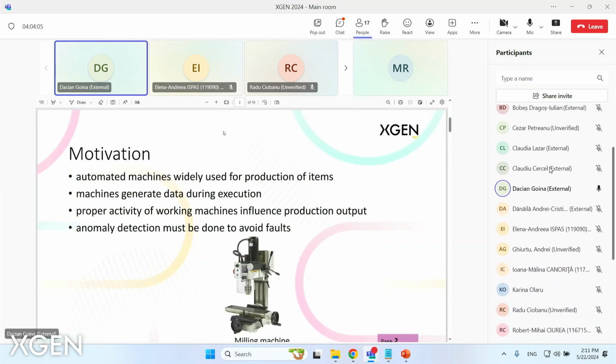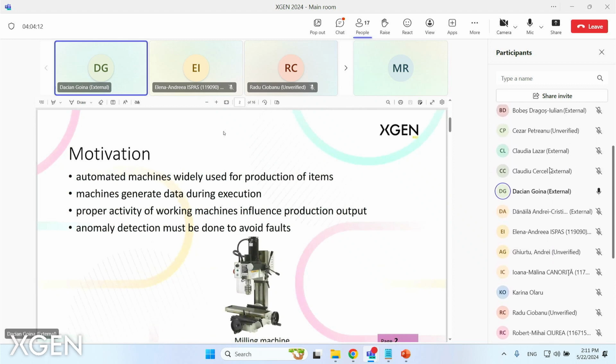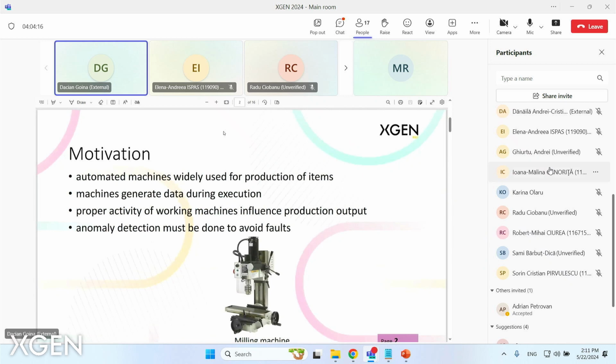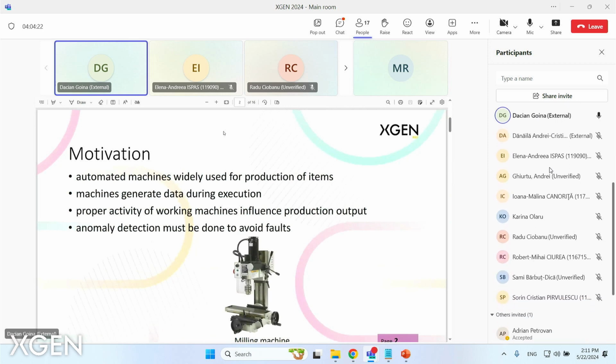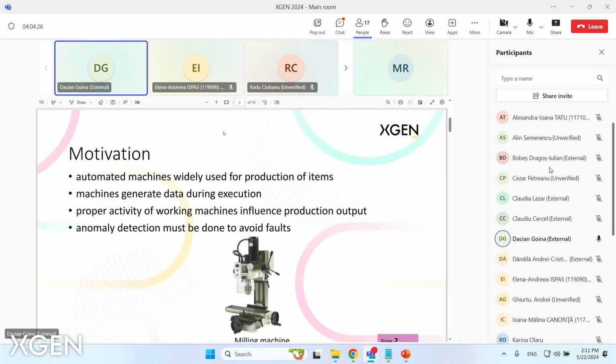And also these machines generate a lot of data, obviously. And the proper execution of these machines is also important. Obviously, it affects the business cost and so on. So in this idea, it's important to detect anomalies and to prevent the unpleasant events.